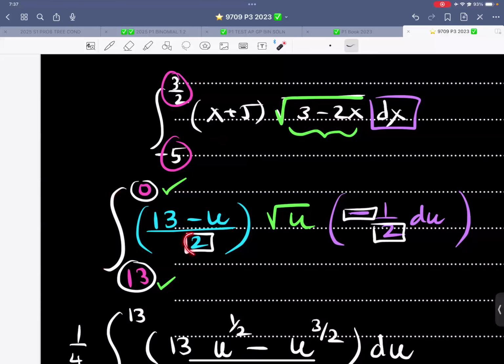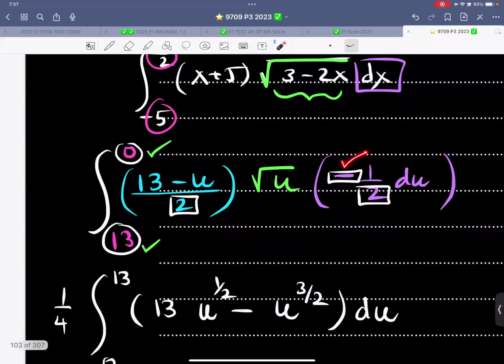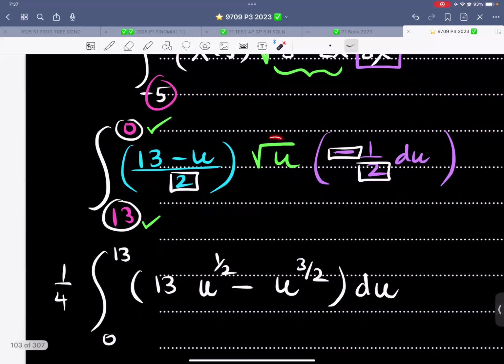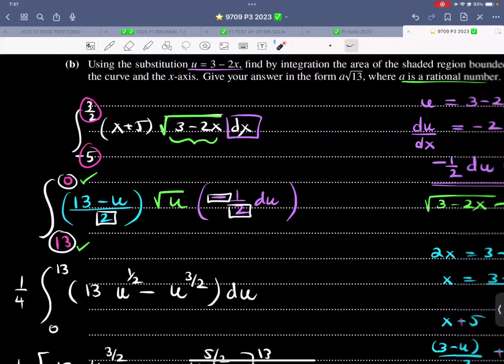So this 2 from here, this 2 from here, take it outside. That is 1/4. Get rid of this negative sign. 0 and 13 will change places. This is root u. This is 13 minus u. This is power half. This is power 1. This is power 0. So this is 13 u raised to power of half minus u raised to power of 3 over 2. So I hope up till here, it's all good.